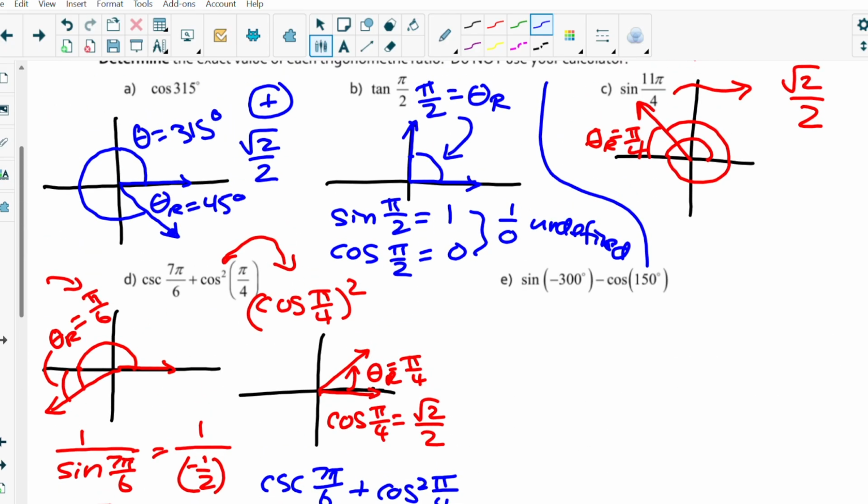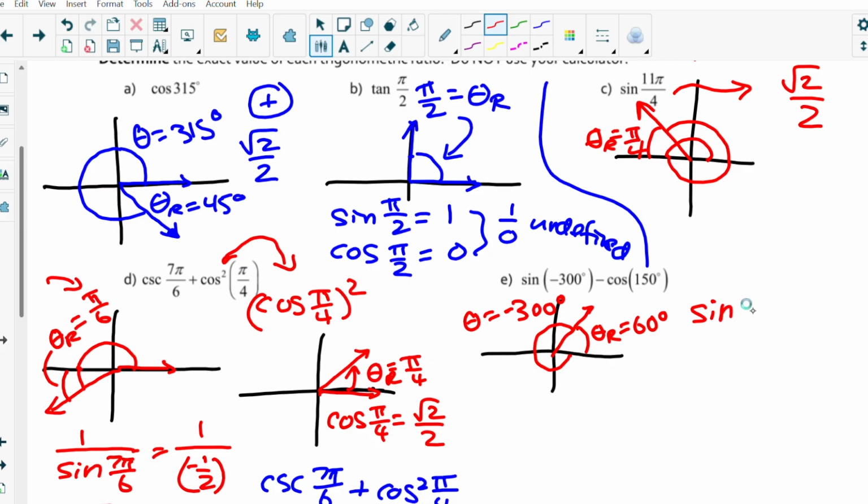Okay. Last one, sine of negative 300 degrees minus cosine of 150 degrees. First one, I'll do the sine of negative 300. We're going clockwise, folks. Remember, it's a negative angle, so I'm going clockwise. I'll go 90, 180, 270, and then 30 more for negative 300. So it ends up right here. Well, what is this theta r value? This theta r value is 60 degrees. So this is for a theta value of negative 300 degrees. Okay, so theta r is 60 degrees.